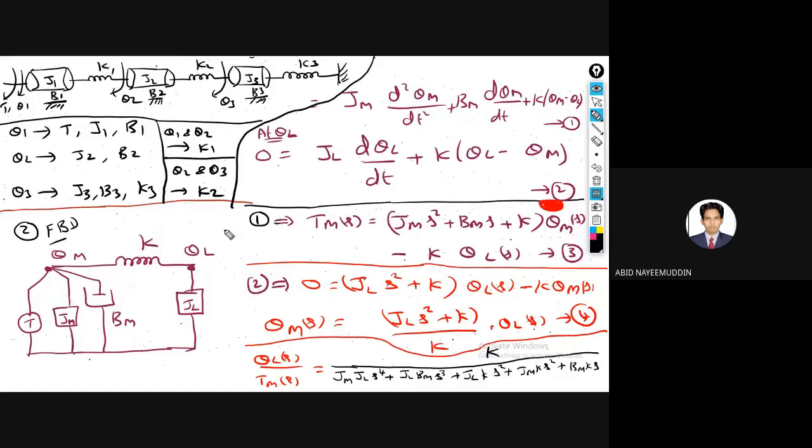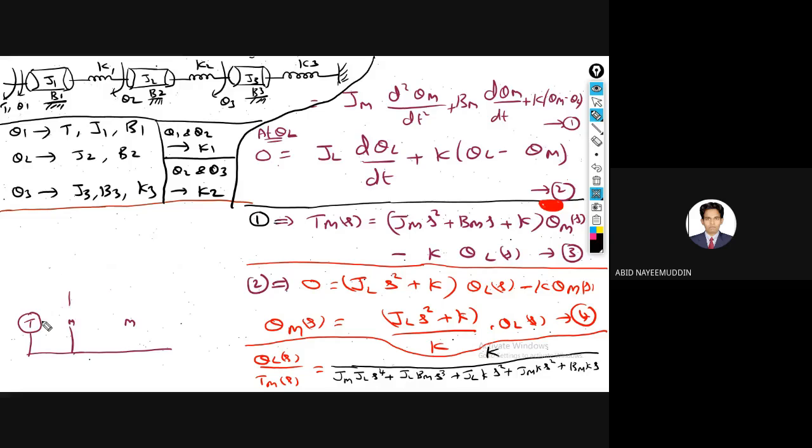Finally, I am going to conclude that there are 5 steps to follow. First step is extracting the data from the given problem. After that, at each and every node you have to write the equation. Now, if you want to write the equation for this node, just before concluding, just stay here.